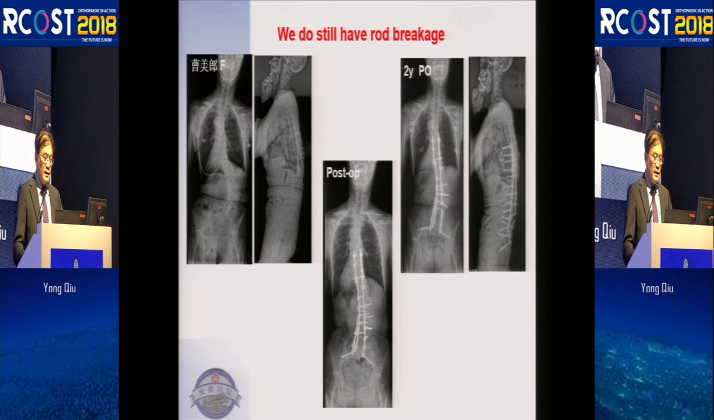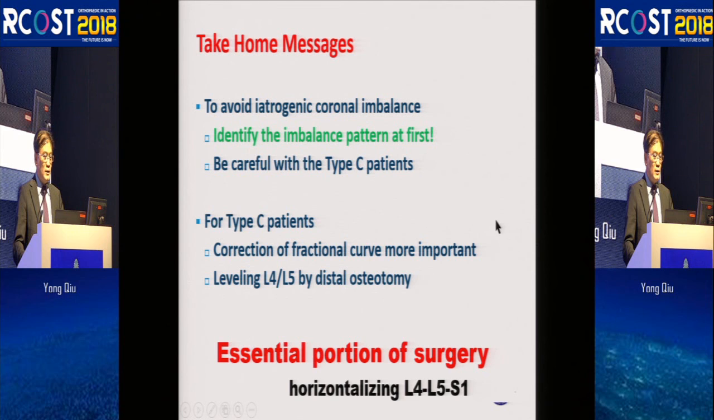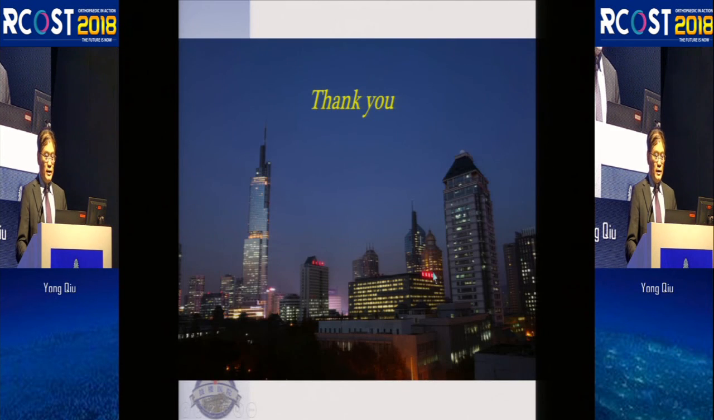With the traditional technique, 2 rods, we have at least 15% rod breakage at 2 years follow-up. So now we routinely use multi-rod in severe degenerative scoliosis, particularly for type C. But we do have some rod breakage. So some interesting messages to avoid iatrogenic coronal imbalance. First, identify the imbalance pattern, particularly for type C, and be very careful with type C patients. And for type C patients, correction of the fractional curve distally is more important than the main curve. Leveling L4, L5 by distal osteotomy is an essential portion of the surgery. Thank you.